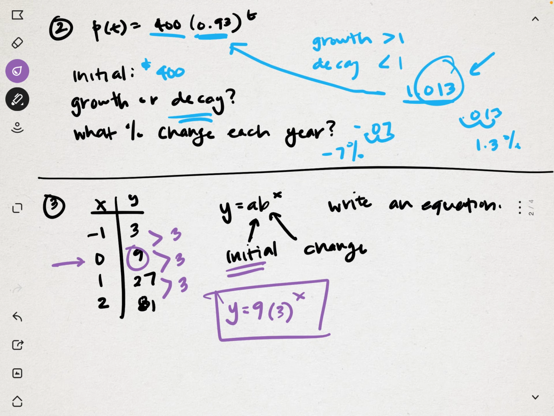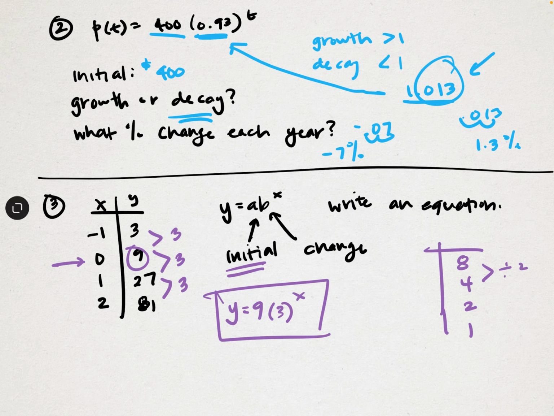Now keep in mind, if this were decreasing, I'm just going to draw it out here. Let's say we're going to do 8, 4, 2, 1. So each time we're dividing by 2. And let's say the inputs are negative 1, 0, 1, 2. Okay, if we're doing it this side, this would be our initial value, right? F of 0 is 4. And because we're dividing, we're going to say 1/2, right? Because we're halving each time. So just be careful. If you have a division, it should come out as some kind of fraction.